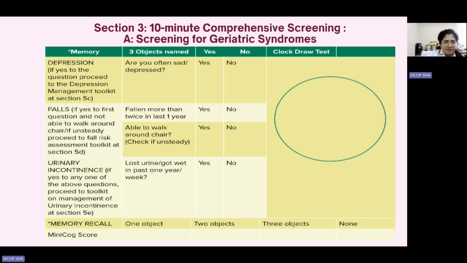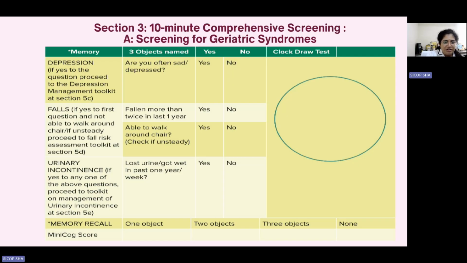So urinary incontinence. Again, the patient can be asked to walk around the chair, check if unsteady. Okay, yes or no. If yes, then fall assessment should be done. Then urinary incontinence. Similarly, if they lost urine or got wet in the past 1 year or week, if they are saying yes to the question, then they are referred to Section 5 of the geriatric assessment.